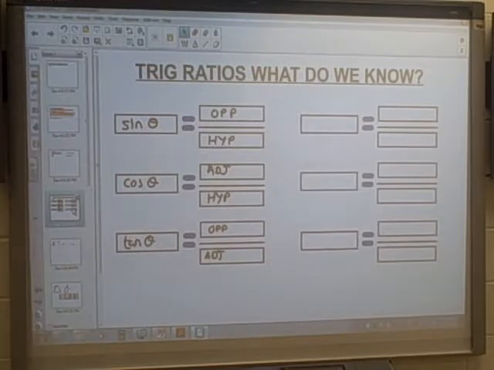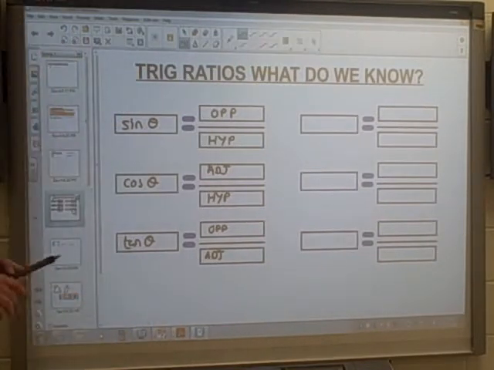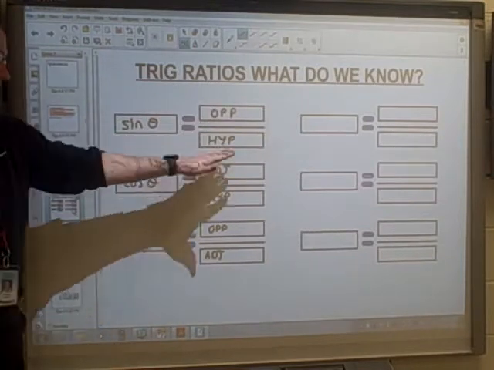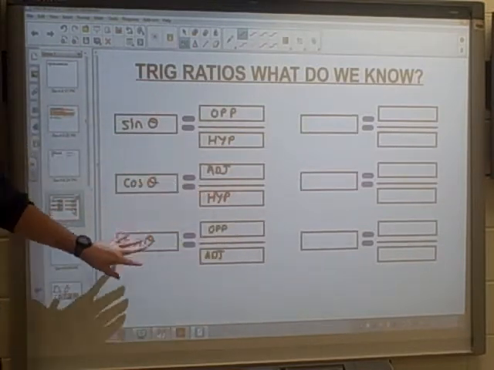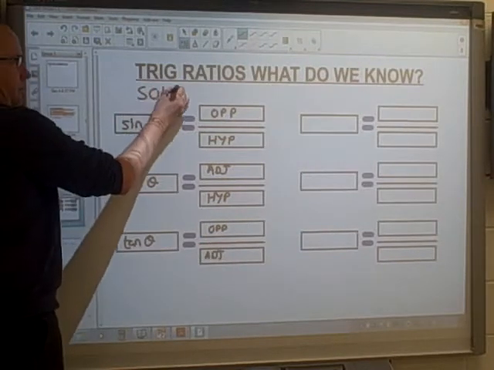So this is the first lesson of chapter 10, and this is looking at special values for trig functions. To begin with, we just did a quick review of some of the different ratios that we use. So sine theta is opposite over hypotenuse, cosine theta is adjacent over hypotenuse, and tan theta is opposite over adjacent. And a lot of people remember this from SOHCAHTOA.